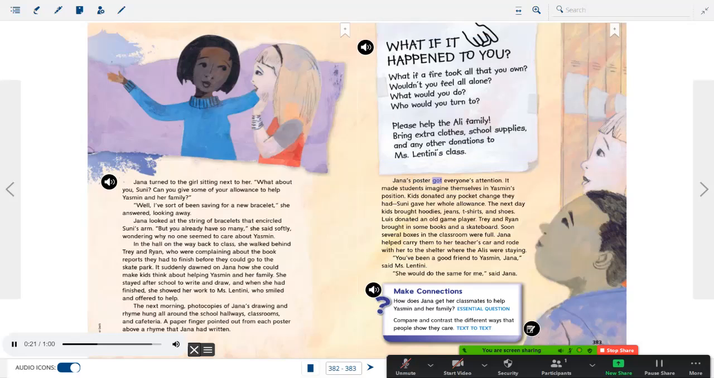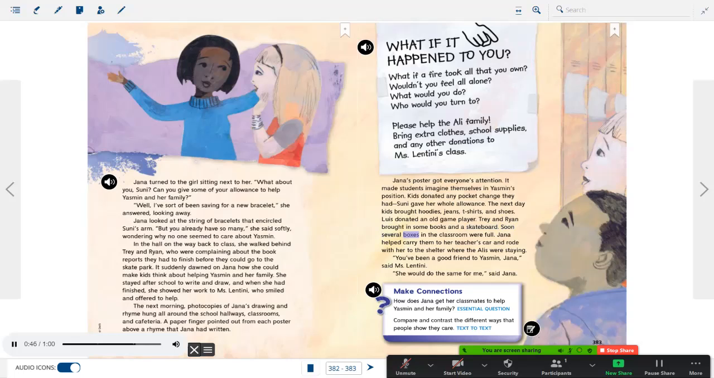Jana's poster got everyone's attention. It made students imagine themselves in Yasmin's position. Kids donated any pocket change they had. Suni gave her whole allowance. The next day, kids brought hoodies, jeans, t-shirts, and shoes. Louis donated an old game player. Trey and Ryan brought in some books and a skateboard.